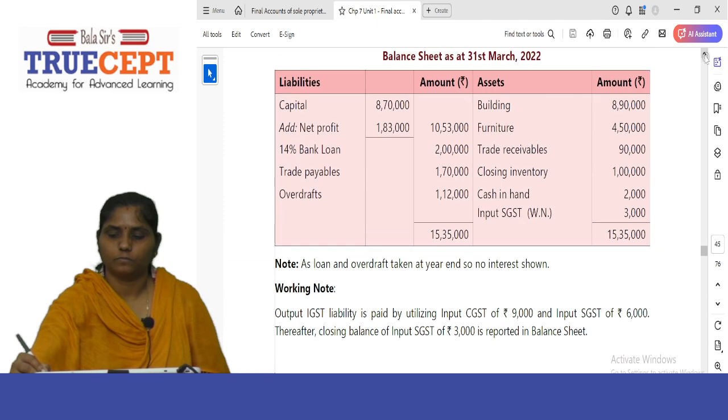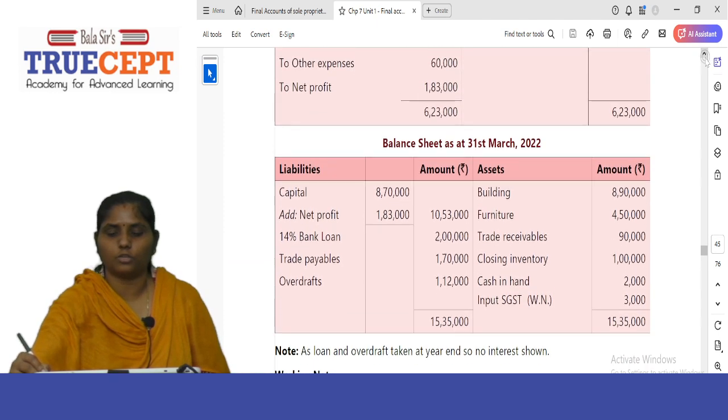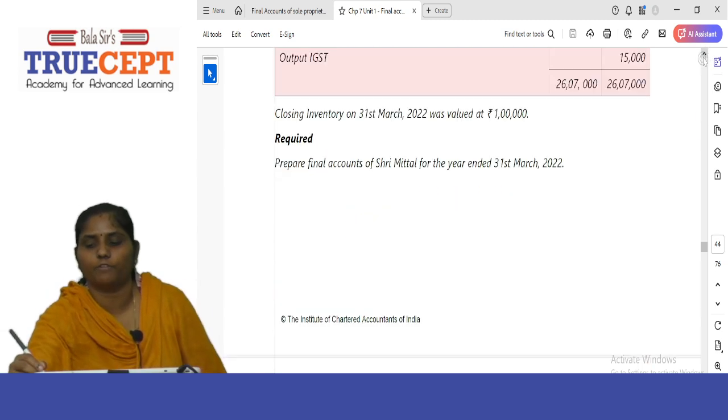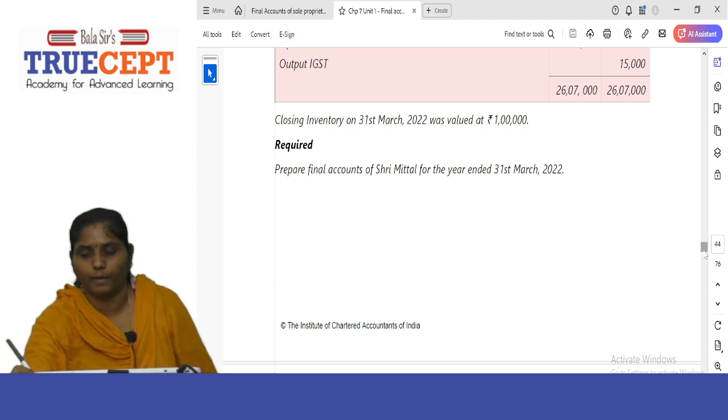Very simple. Only closing stock is the adjustment. Okay, I am not preparing trading P&L balance sheet. I am just discussing from what is given out here. You just have to prepare on your own.